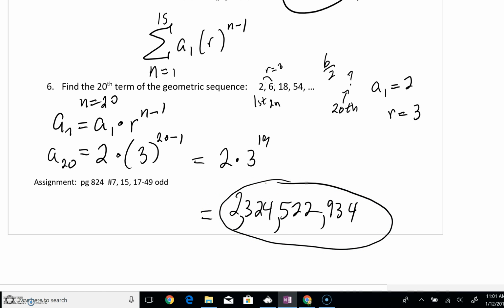Geometric series, if your r is larger than 1, can grow to be very large, as we can see. So hope things are going well for you.